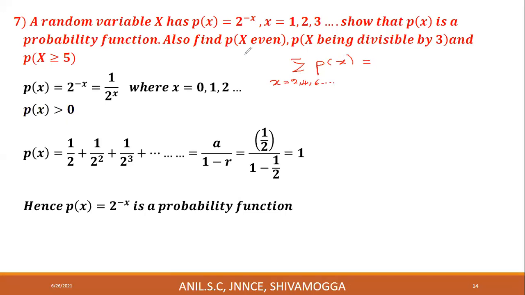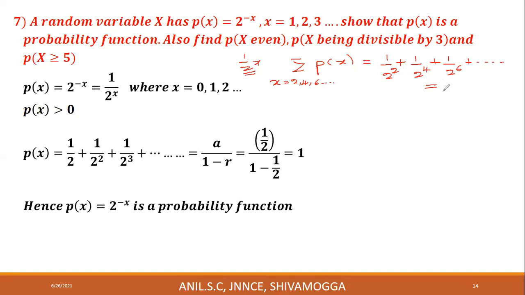P of x is 1 over 2 power x, right? P of x is 1 over 2 power x. When x is equal to 2, 1 by 2 square. When x is equal to 4, 2 power 4. When x is equal to 6, 2 power 6. And it continues up to infinity.